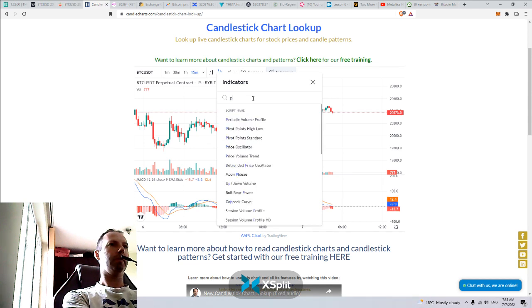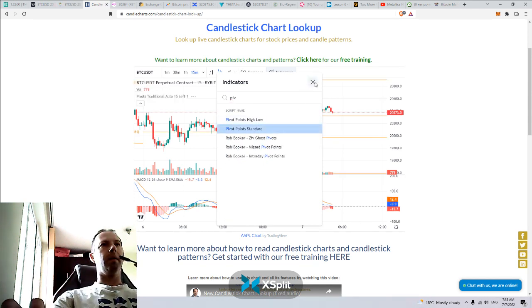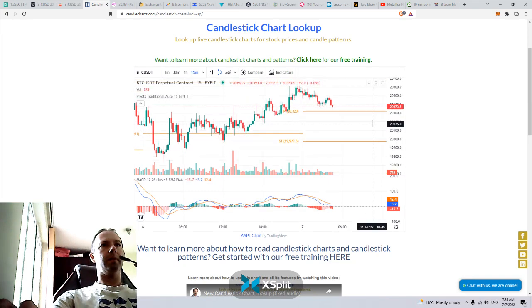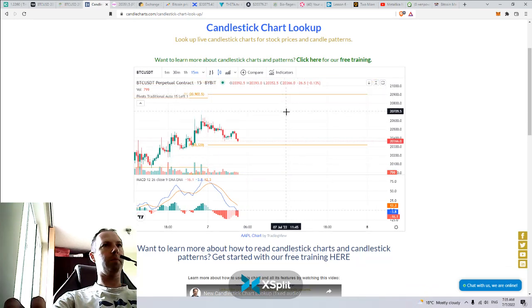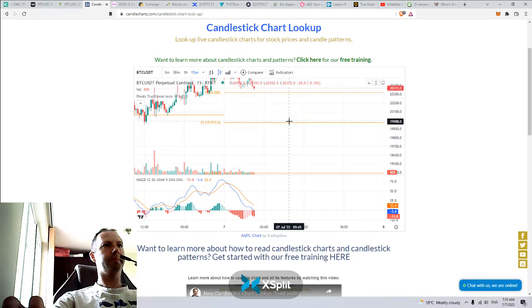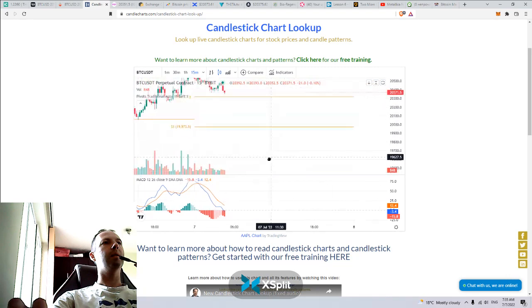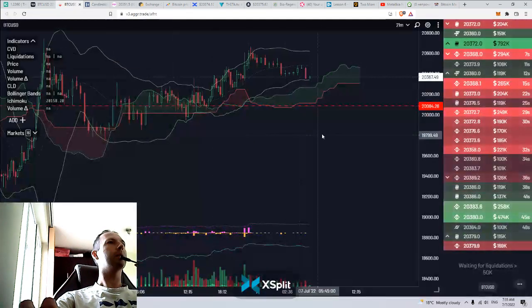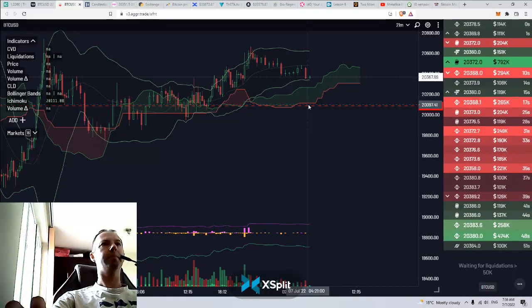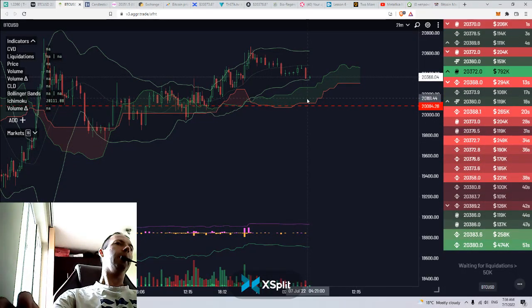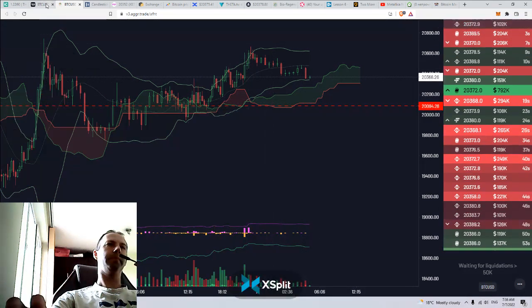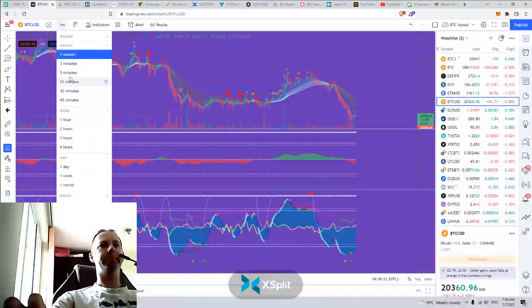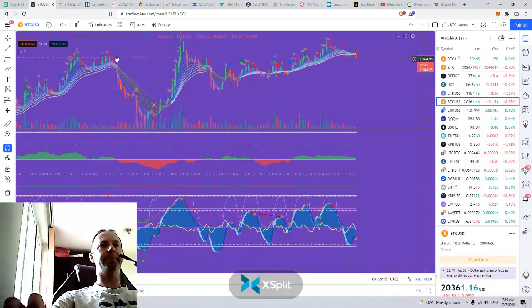Where are the pivots? Okay, we're sitting on the daily pivot at 20.3. Yes, 20.9 is the resistance and support is 20k. This is 19.3. Also the Ichimoku cloud is 20k support. So if we break it, it would be very bearish. But we haven't broken it yet, so let's see what happens.